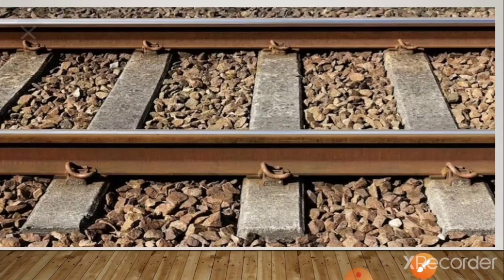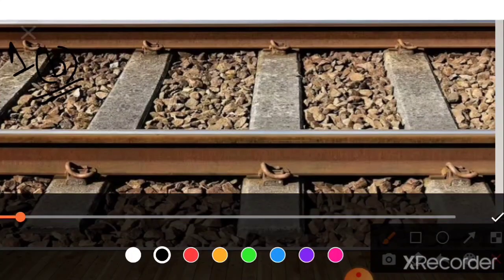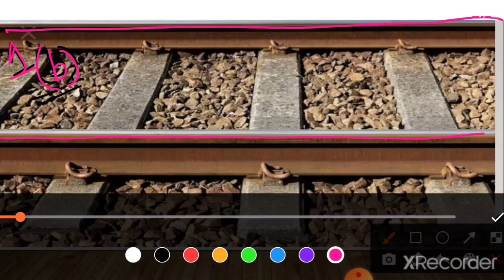Now next is question number 1B part. What you need to check here is whether the lines of a railway track are perpendicular to each other. So here I am going to mark the lines of railway track. So here is one line and here is the other railway track, right? So what do you think? Are these perpendicular to each other?